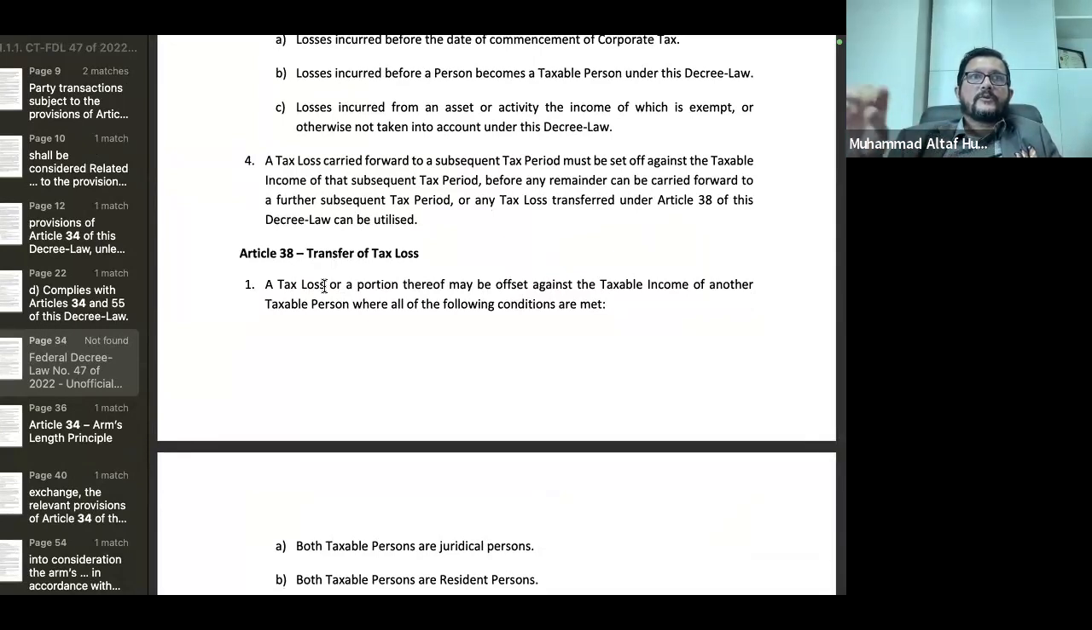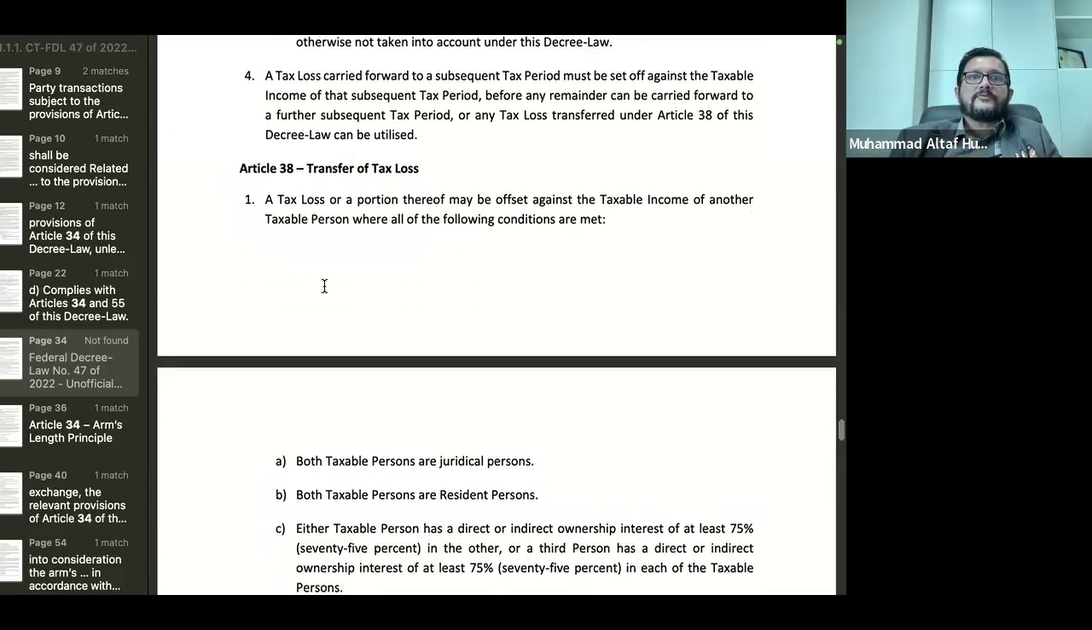Zero rating threshold, 375K. For each entity, 375K remains. In tax group, we lose it. Only one threshold is given. But in qualifying group, one more thing comes into play, transfer pricing. Transactions between qualifying group entities will be subject to transfer pricing. In tax group, it will not be, it is just a change of pockets, right?